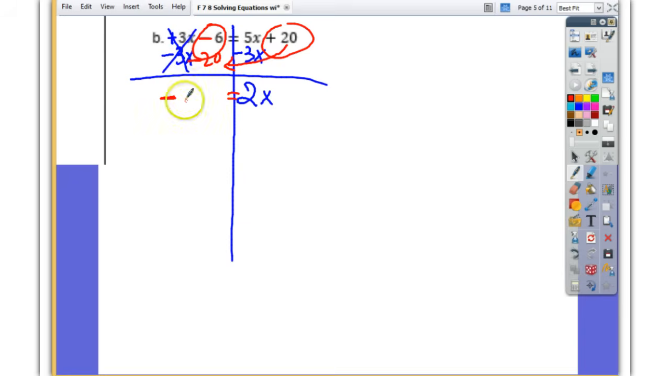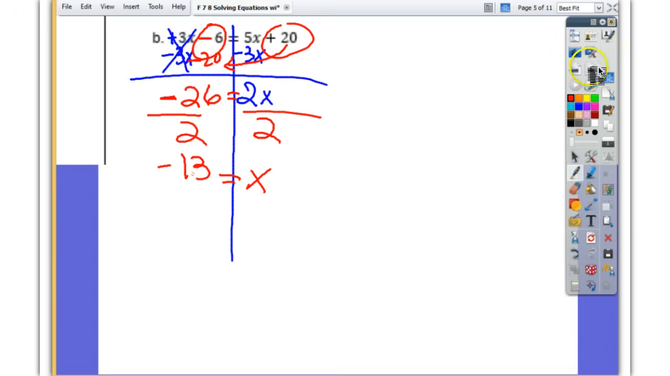Negative 6, negative 20, fight or unite? They're both on the same team, aren't they? They're both negatives. Unite, add them together, and I get a negative 26. Divide by 2, x equals negative 13. Oh, that's what I forgot. All right, try C.